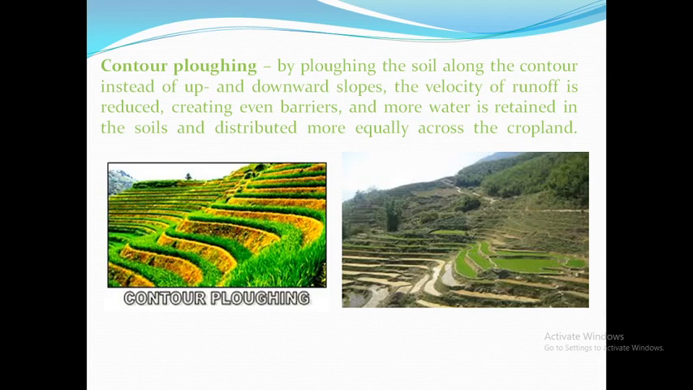By plowing the soil along the contour instead of up and down the slopes, the velocity of runoff is reduced, creating even barriers, and more water is retained in the soil and distributed more equally across the croplands.